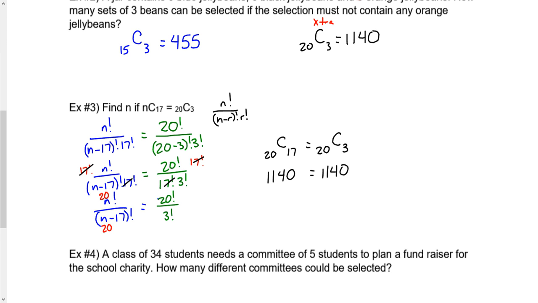This is basically coming down to a special property that 17 and 3 added together give you 20. So that works for every single kind of combination. If you were to have, say, 9C6, it would be the exact same as 9C3. Or even if I change the numbers, 9C4 would be the same as 9C5.